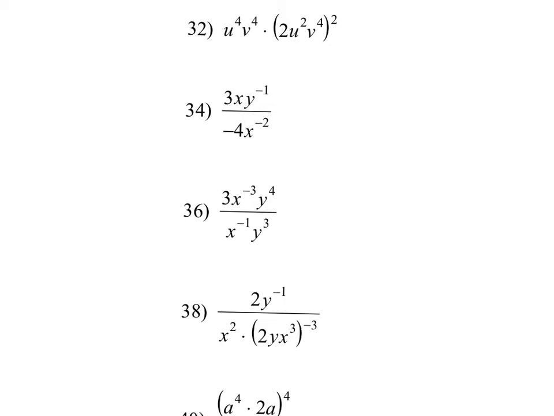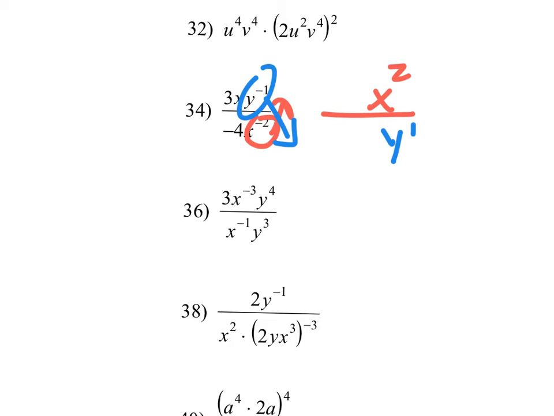So to do them, the rule is you move them to the opposite part of the fraction. So what we're going to do is take this x to the negative second. That's got to get moved up. So we're going to have x to the second on the top. The y to the negative first is going to get moved down and become y to the positive first on the bottom.